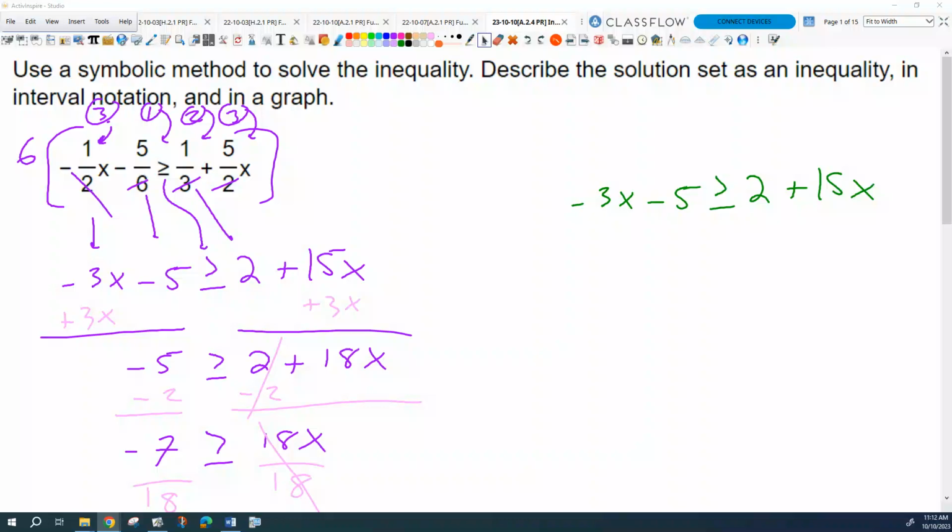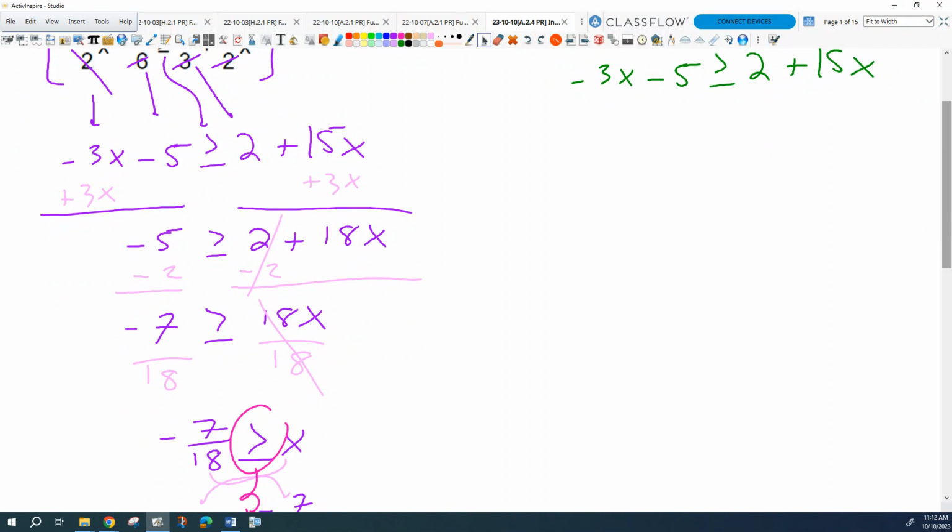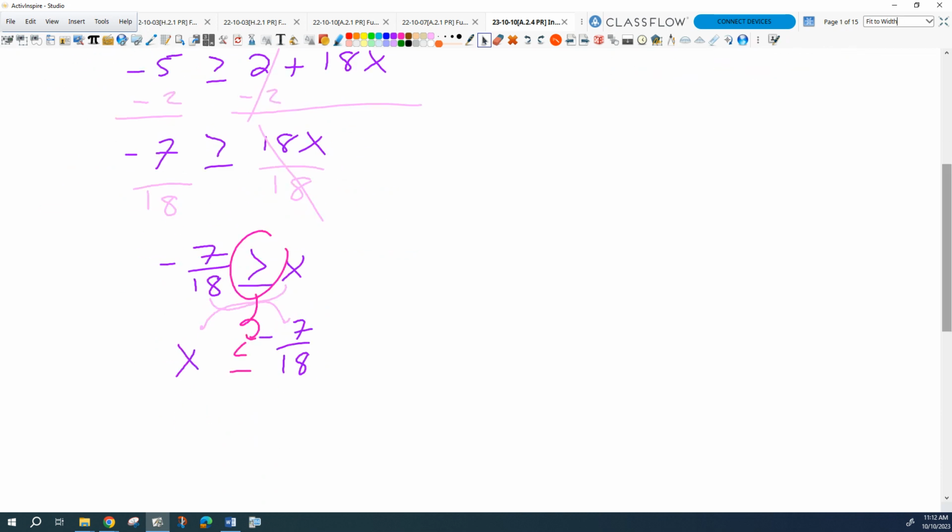Okay, where we left off yesterday, we had already done the tough work on this problem. We had this big, ugly inequality with lots of fractions. So we multiplied through by 6, the least common denominator, cleared all the fractions, and we got this inequality, right? We solved it by pushing the x's over to the right side, which is fine. We isolated the x, and we ended up with the x on the wrong side of the inequality, right?